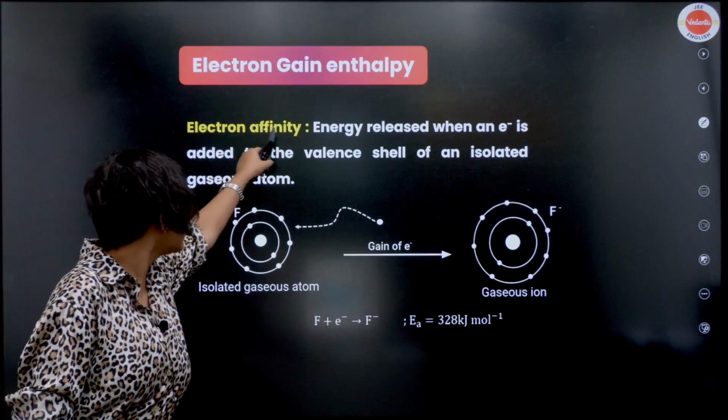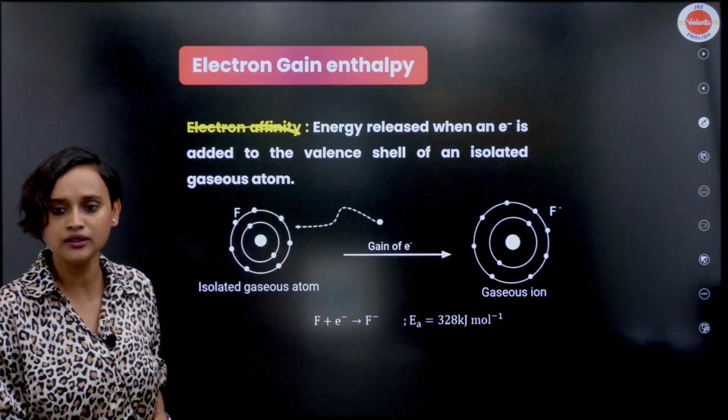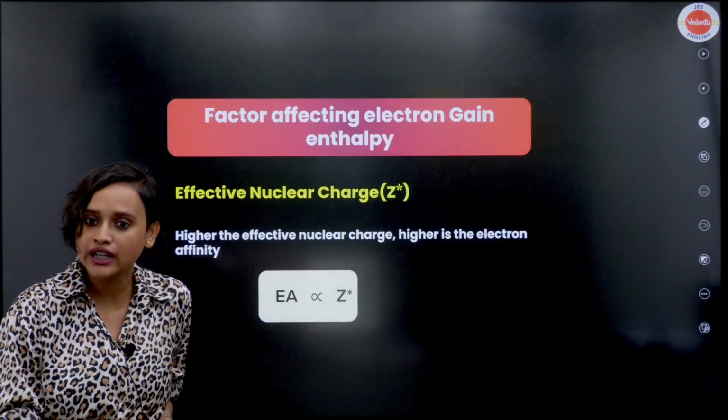This has to be electron gain enthalpy. This is what? Electron gain enthalpy. Got it? Alright. Now what are the factors that affect electron gain enthalpy?